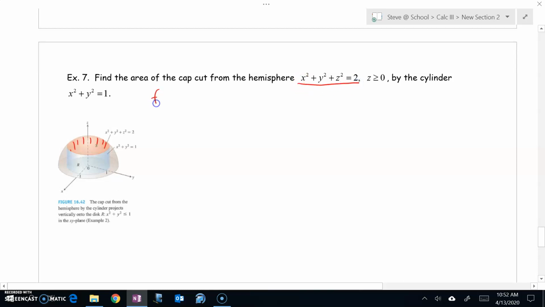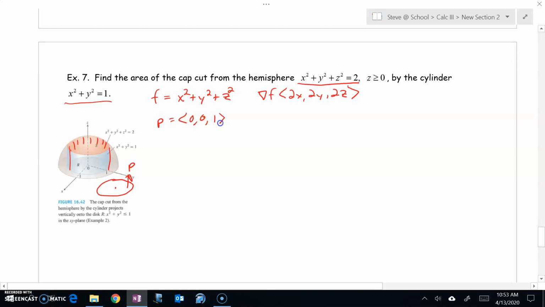So my f equation is just going to be x squared plus y squared plus z squared, because that's the surface, which means that the gradient of f is 2x, 2y, and 2z. So now I have that. Again, the shadow will be just this circle. Since it's cut from the cylinder, x squared plus y squared equals 1, the shadow will be just a circle. And therefore, the p-value is again going to be 0, 0, 1, because it's perpendicular to the xy plane. So p is that.